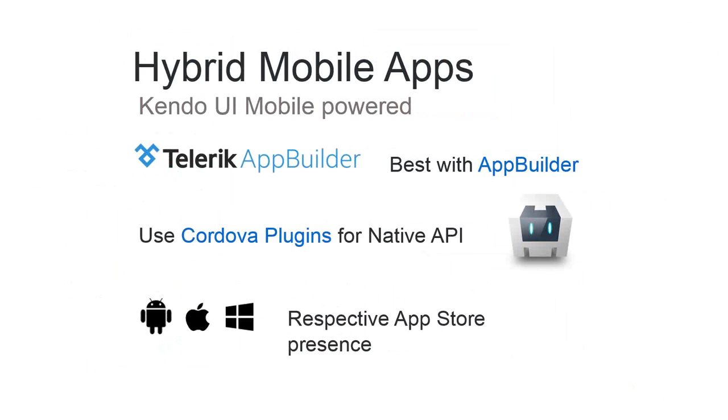With App Builder, it automatically bundles Kendo UI Mobile for you, so you don't have to download it or use Bower or anything. You just take a subscription of Telerik App Builder and say File, New Project, and then you will have the Kendo UI Mobile controls automatically added to your project. So that's how cool and easy it is. You can also use Cordova plugins within this IDE, and it makes it super easy. I'm going to show you everything I do.